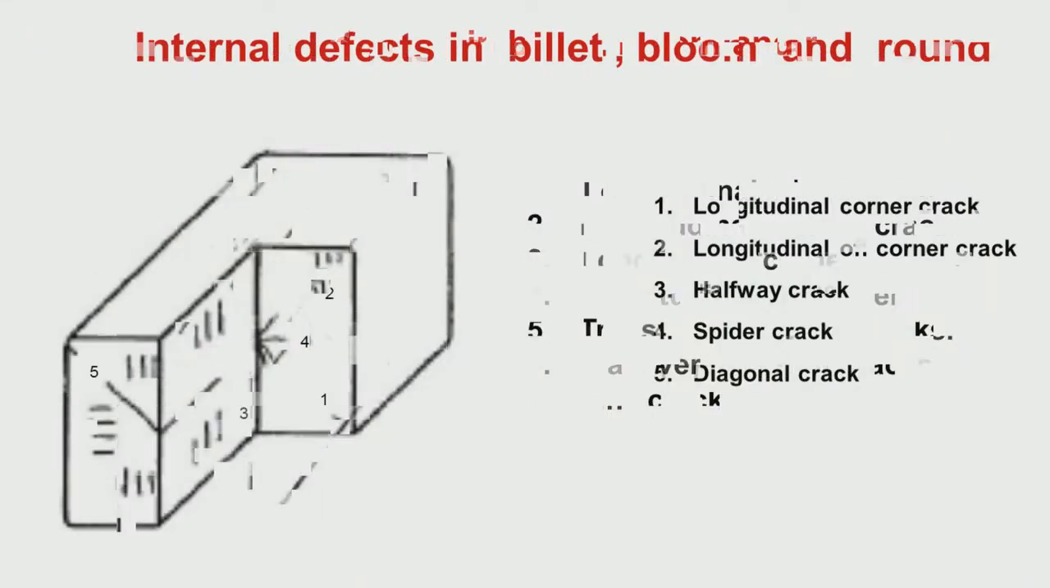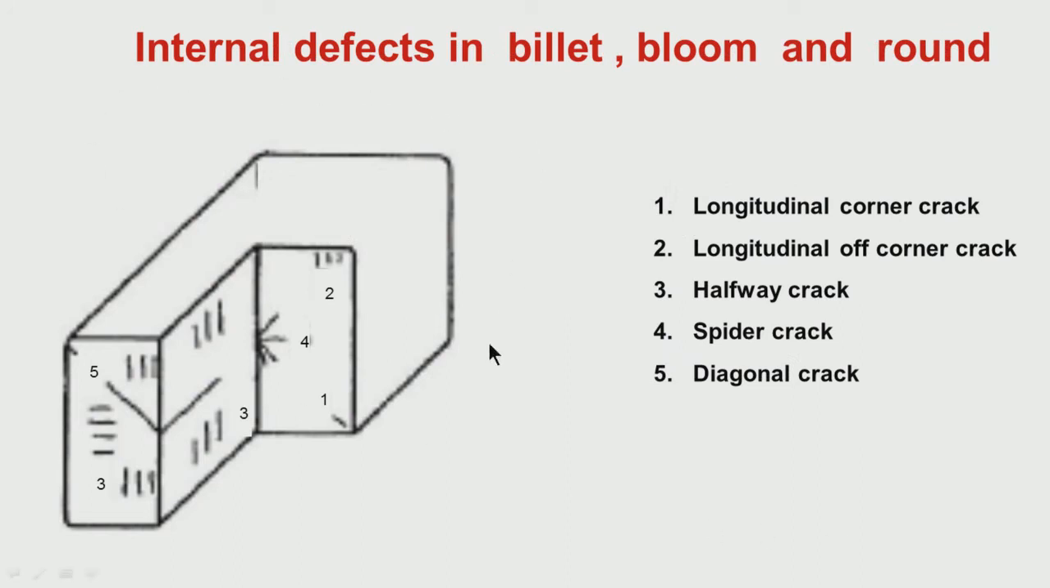As I was telling you, if you look at the internal defects in billet, bloom or round, or even slab, I will come to slab, you can have the central line crack or segregation at the center of the cast product. It is normally of a longitudinal nature, so at the central location you will have crack as well as segregation, which is called central segregation or center crack.